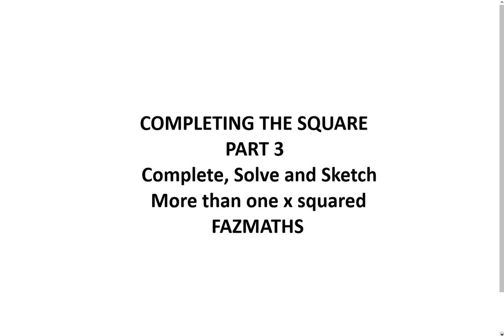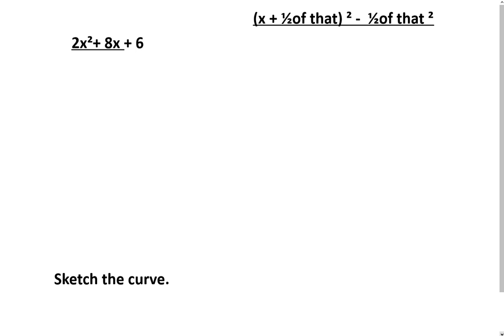In this part, we will look at quadratic expressions or equations which have more than one x squared. Let's look at some examples. Okay, so if you're asked to solve 2x squared plus 8x plus 6 and sketch the curve indicating the x and y intercepts and also the minimum point. You remember from part 1 and 2, I said always leave the 6 aside and just concentrate on the x squared and the x.